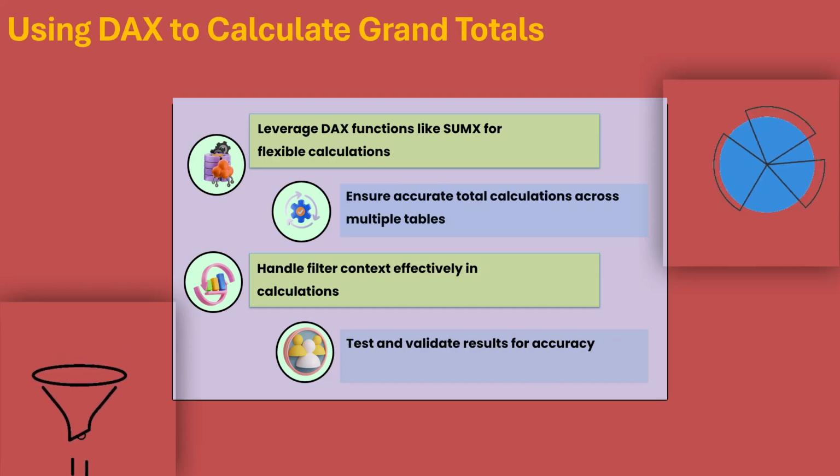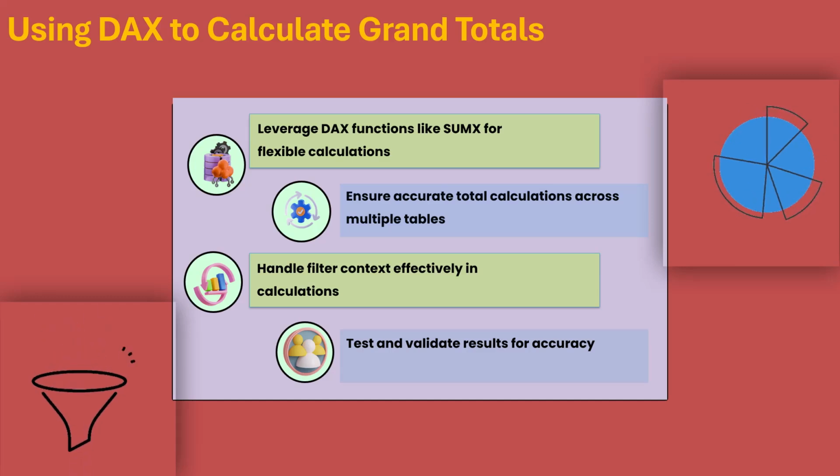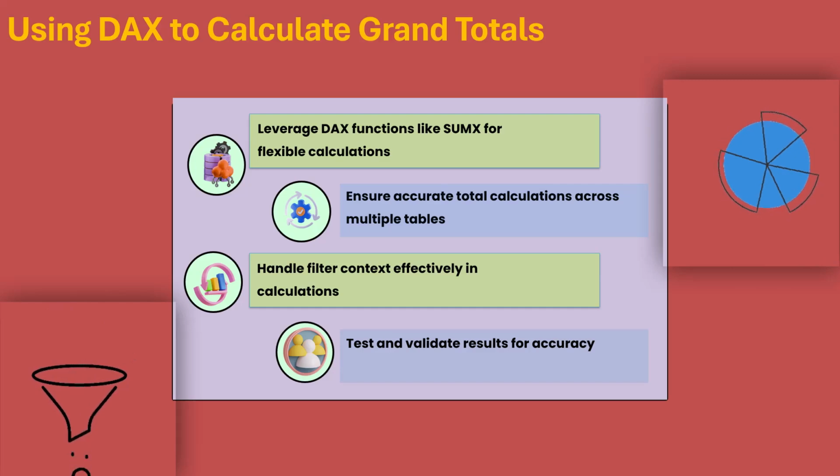DAX is like magic, but the kind that requires practice. Start with functions like SUMX to get flexible calculations. Make sure you're pulling numbers from the right tables, or you'll end up with totals that don't add up. Filters can mess with your totals, so keep an eye on context. And lastly, always test your calculations. Trust me, it's much better than realizing your total is off in front of an audience.